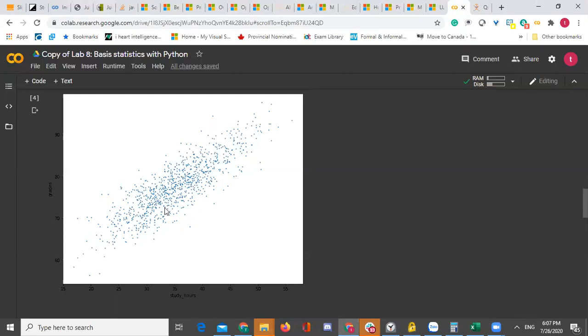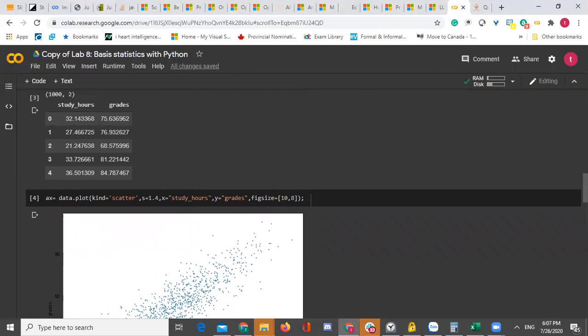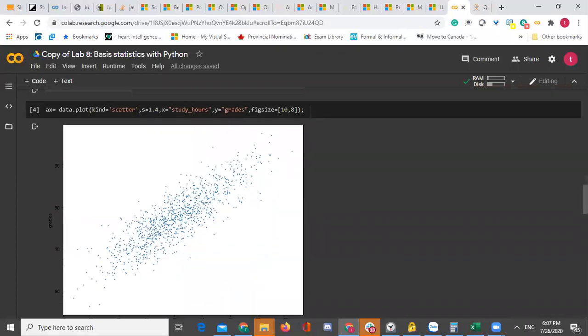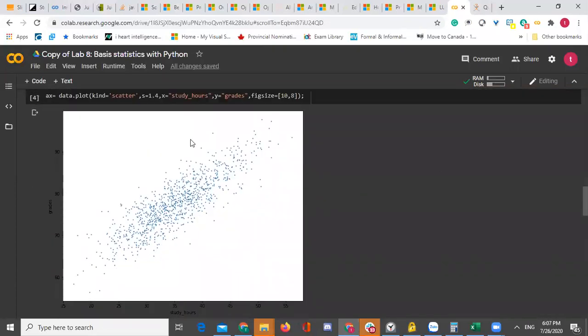I want to see the code which generates the graph. Yes, you see the code. On the x-axis, it is the study hours, and on the y-axis, it is the grade. Oh, I see what you meant now. So there's a correlation. The more hours they study, the better their grade is. Yes. Thank you. I remember. It's a positive correlation.